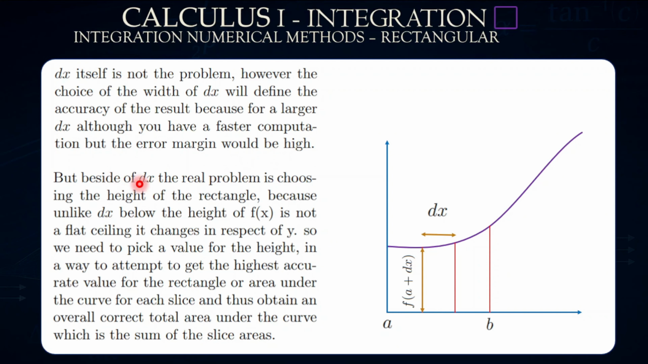But besides dx, the real problem is choosing the height of the rectangle, because unlike the width below, the height of f(x) is not a flat ceiling. It changes with respect to x, since it is a curve. So we need to pick a value for the height in a way that attempts to get the highest accuracy for the area under the curve for each slice, and thus obtain an overall correct total area under the curve, which is the sum of the slice areas.